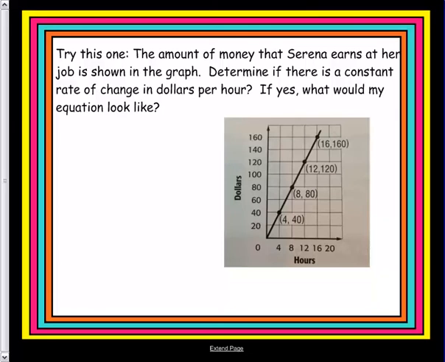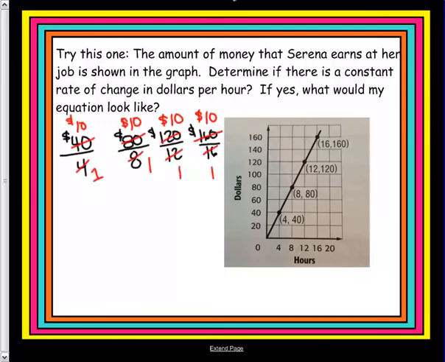All right, I'm going to show you the answer right now. Notice all of my rates and my ratios. $40 for 4 hours, 80 for 8, 120 for 12, 160 for 16. Notice that each and every unit rate is $10 for 1 hour. So take a look and notice that they're all constant. So the answer is yes, there is a constant rate of change.